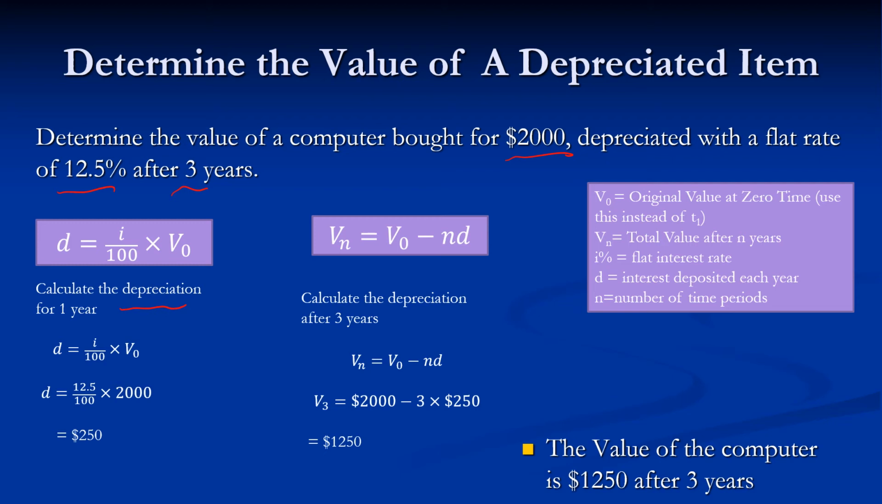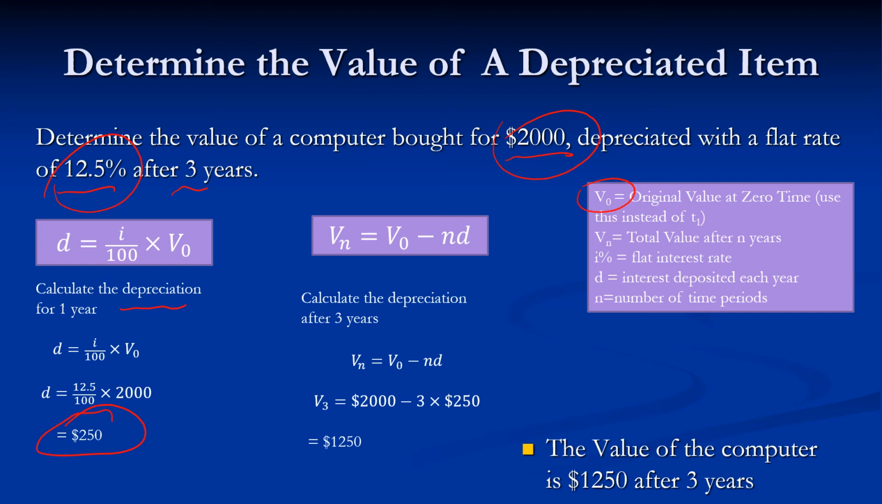So we're just saying, well, I over 100, so what's our I? That's it there. We can express that as a decimal as 0.125, or we can express it as a percentage as 12.5 over 100. And then we just say I over 100 times the original value. What's the original value? It's $2,000. So we just say 12.5 over 100 times 2,000. So we have 250 depreciated each year.